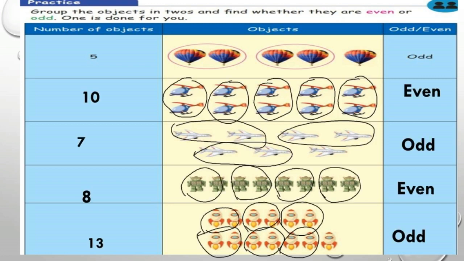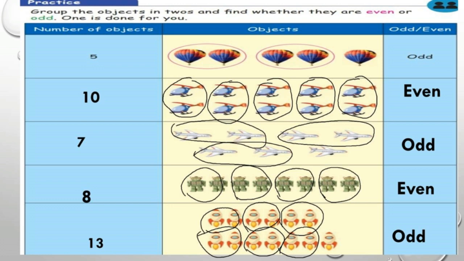First one, it is a parachute. How many parachutes are there? There are 5 parachutes. You have to group the objects in 2s. After grouping, we have 1 parachute. So, remainder is 1. So, it is an odd number. The next one is a helicopter. There are 10 helicopters. So, after pairing the helicopters in 2s, what will come? Is there any remainder? No. So, the number is an even number.